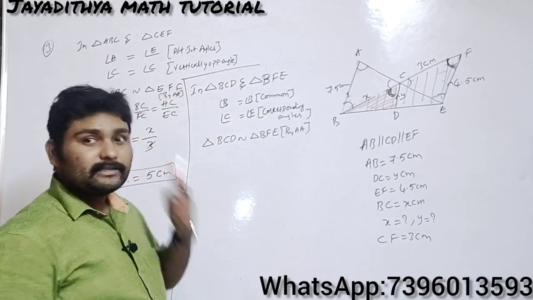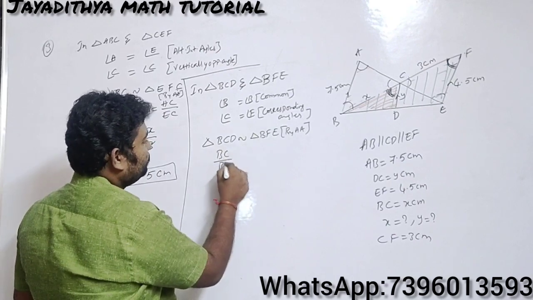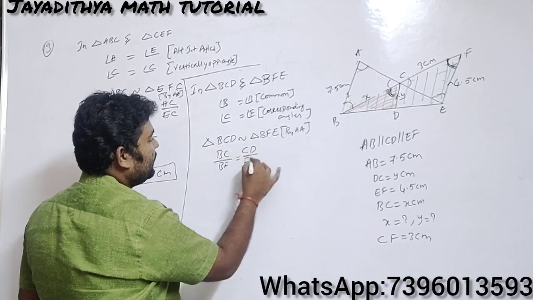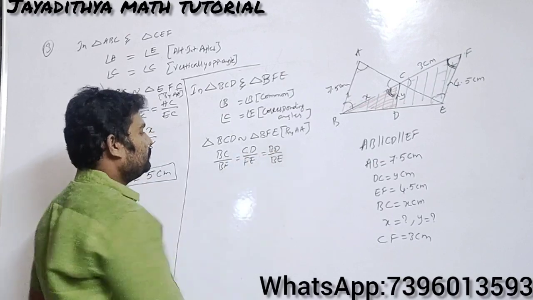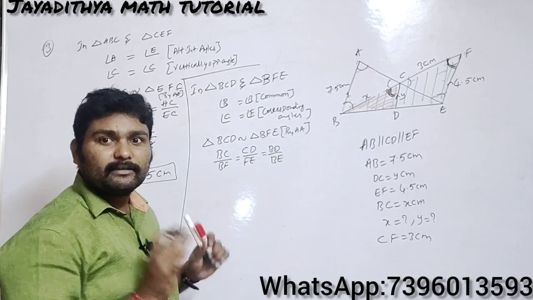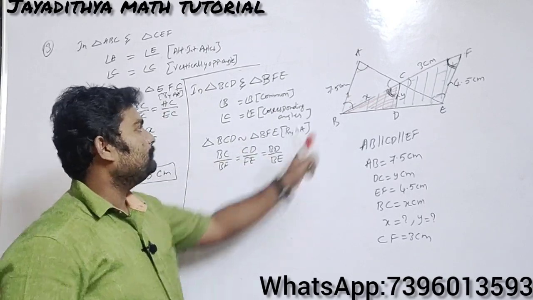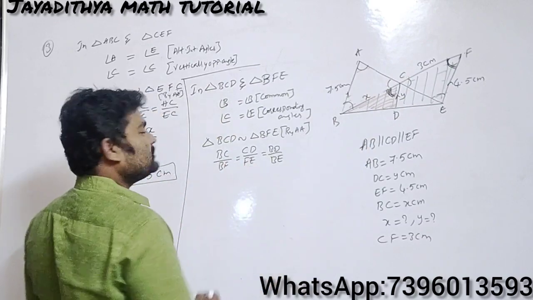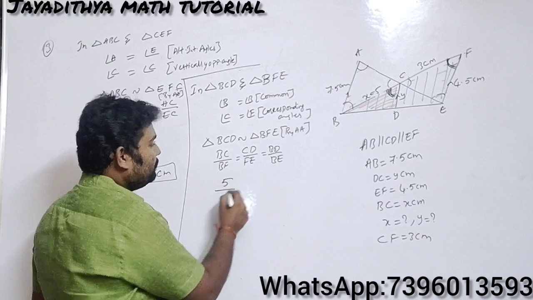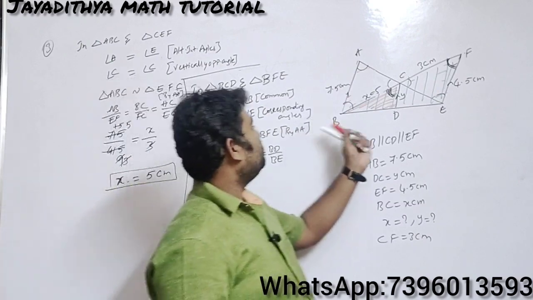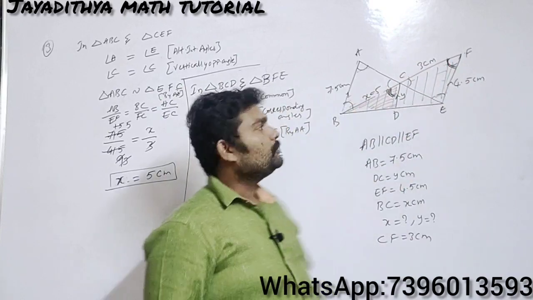Right, now from this take the corresponding sides ratio again. So I'll get BC by BF, which is equal to CD by FE, which is equal to BD by BE. Clear? Right, you substitute the values whatever are required. First thing is BC. BC is X. Already we got X is equal to 5, so this will be 5 by BF. Where is BF here? BF means it should be BC plus CF.